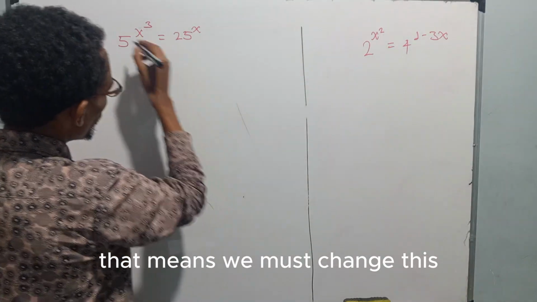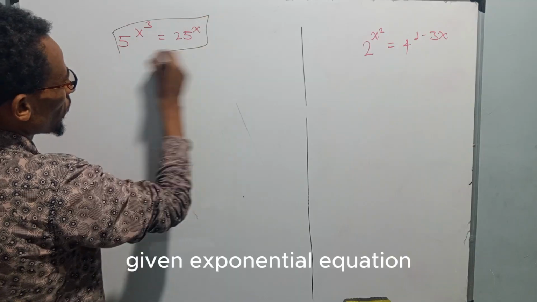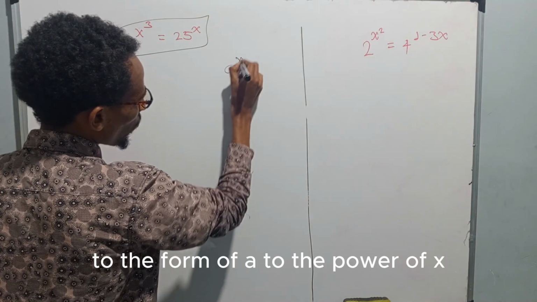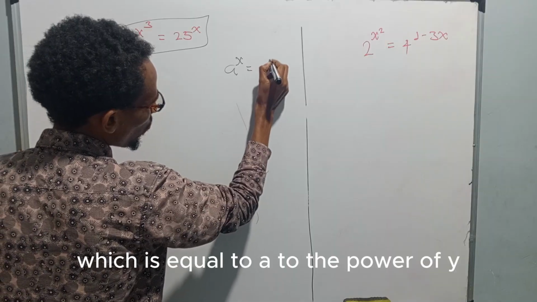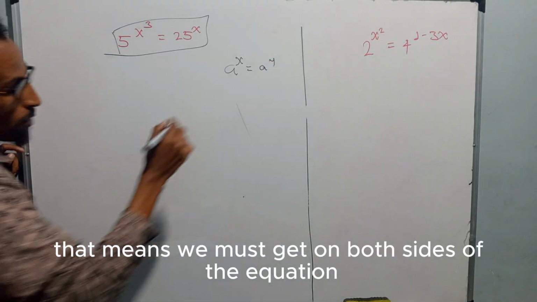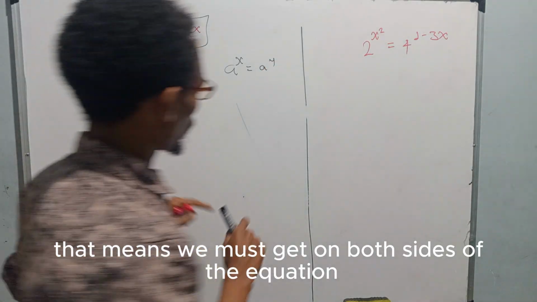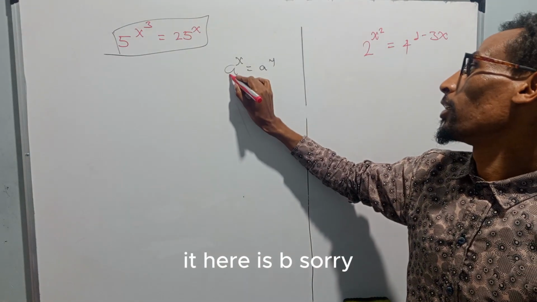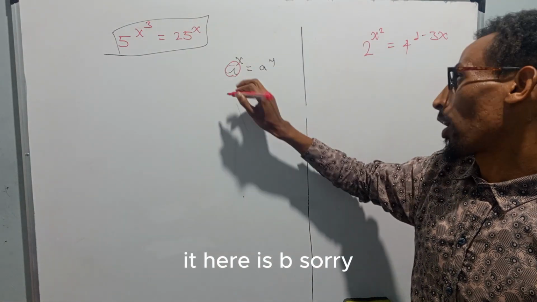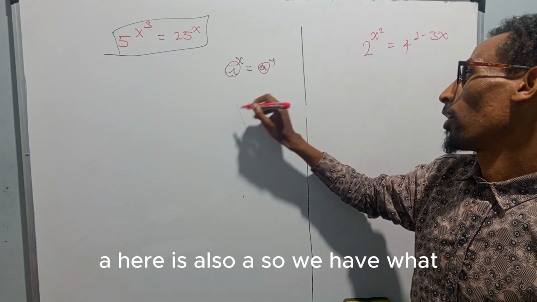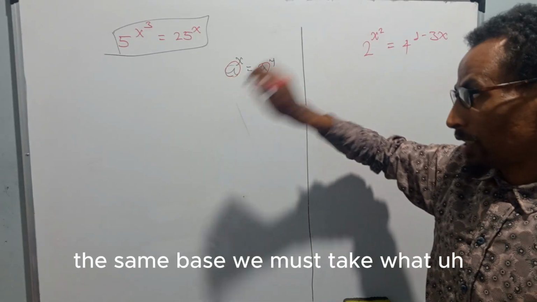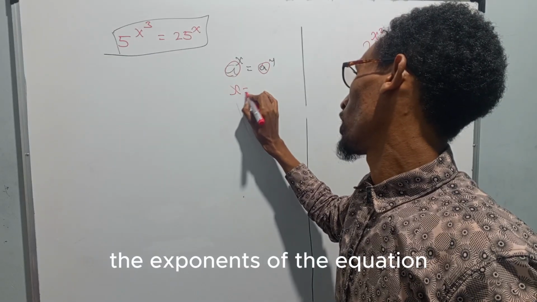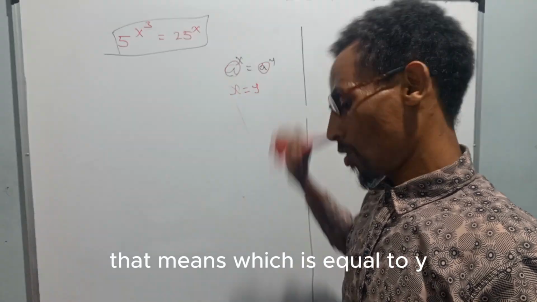That means we must change this given exponential equation to the form a to the power of x equals a to the power of y. That means we must get the same base on both sides of the equation, like here is a, here is also a. So we have the same base, and we take the exponents of the equation. That means x is equal to y.